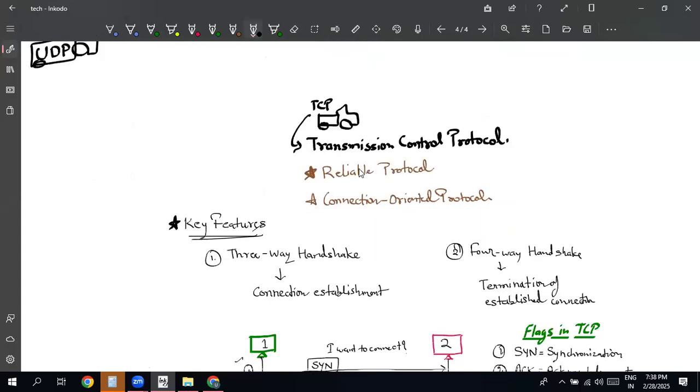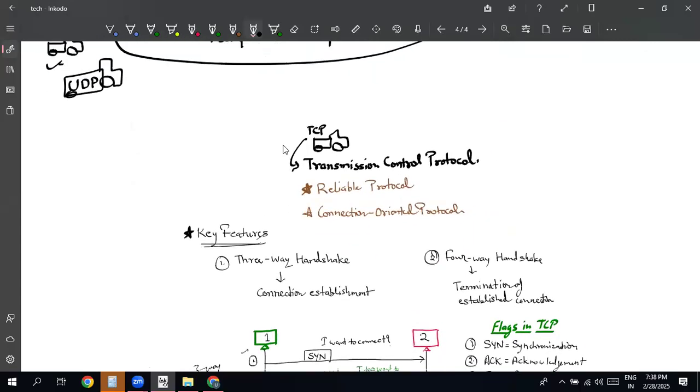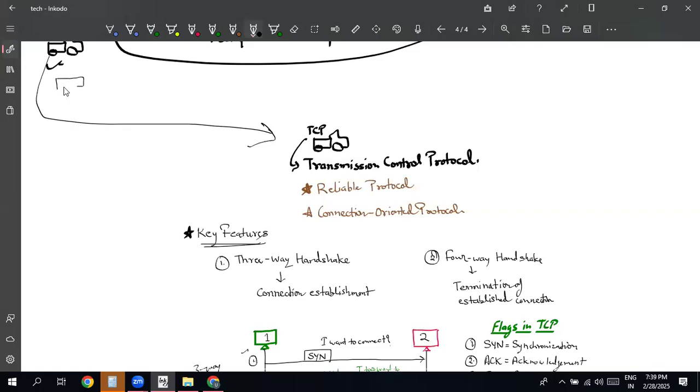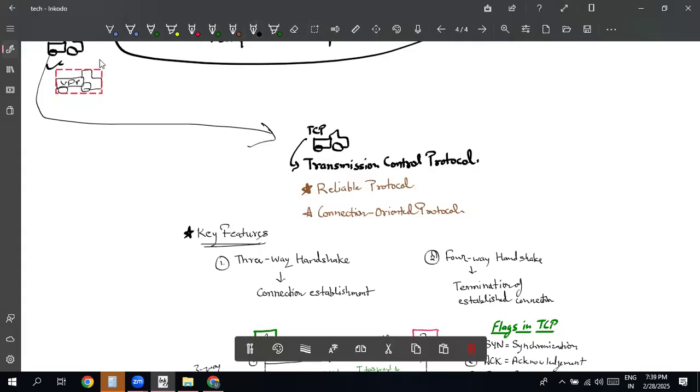What was TCP? TCP is basically a reliable protocol, and it is often referred to as a connection-oriented protocol. Why is it called connection-oriented? Again, a question. I just want a repetitive answer. Why is TCP called a connection-oriented protocol? I need an answer, guys.